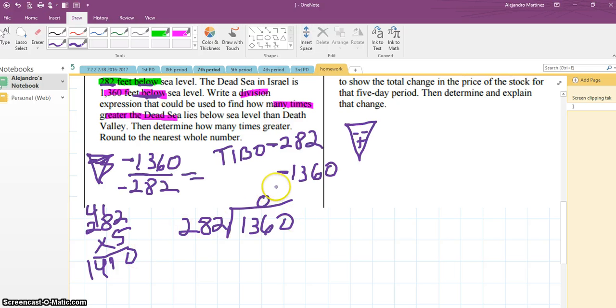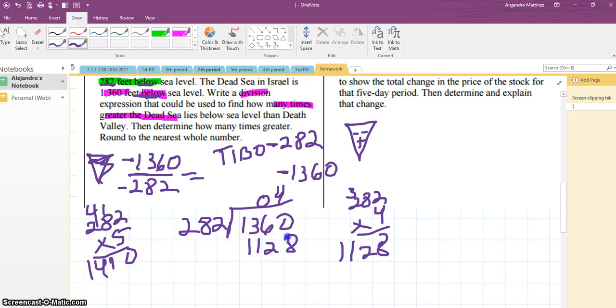So I passed it. So let's put 4. So 282 times 4. 4 times 2 is 8. 8 times 4 is 32. 4 times 2 is 8 plus 3 is 11. And then we have a 4. So then we get 1128.